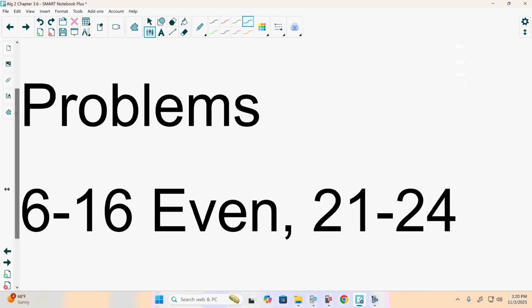And that's it. Your homework assignment is 6 through 16 even, 21 through 24. For 6 through 16 even, you're finding the solutions of the quadratic equation using the quadratic formula. And then for 21 through 24, you're finding the value of the discriminant and determining the number and type of solutions that you get.